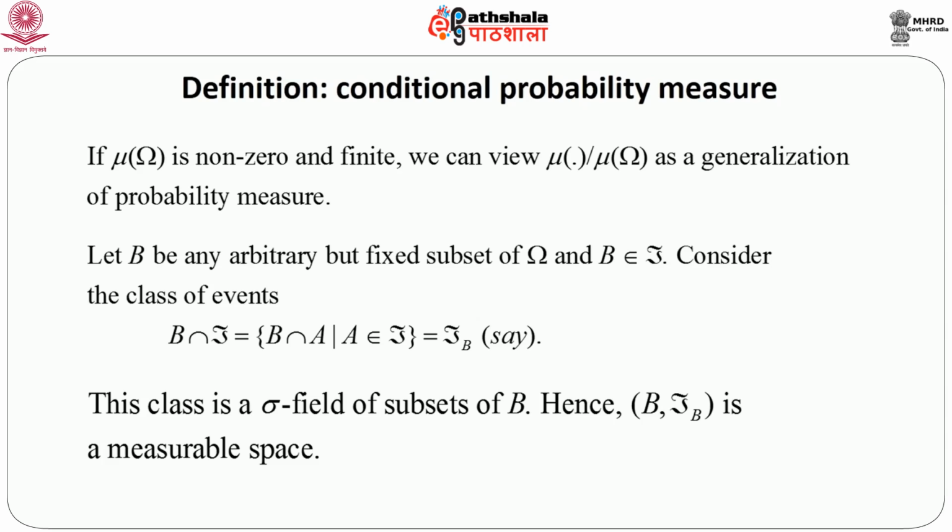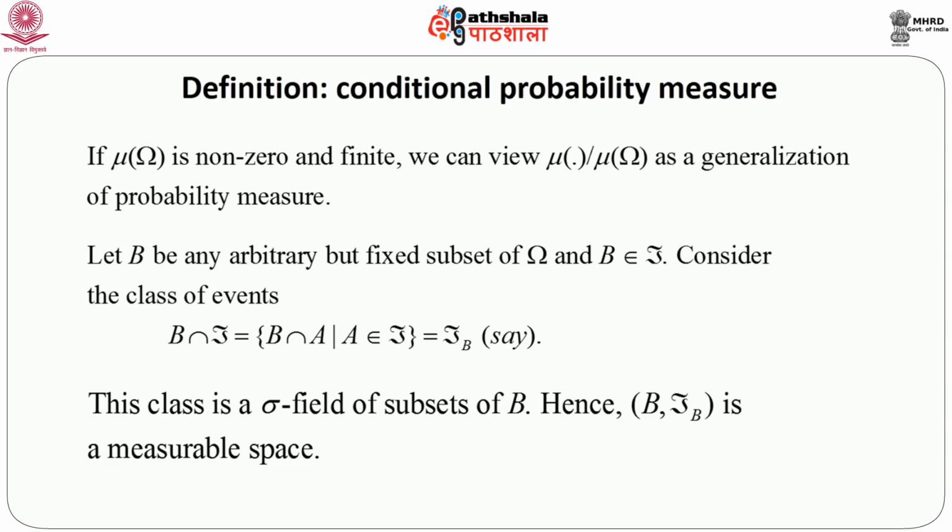Let B be any arbitrary but fixed subset of omega, and B belongs to script F. Then consider the following class of events: B intersection script F equals the set of sets of the form B intersection A such that A belongs to script F, and we call this class of events script F_B.